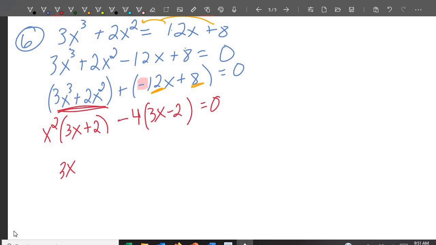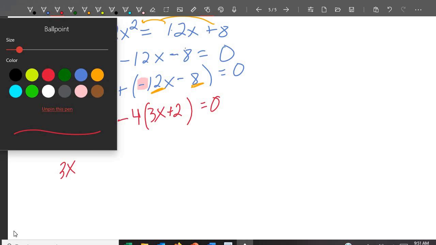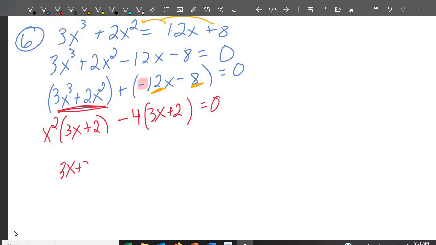Hold on, I made a mistake up here. That should be a minus because I jumped it across the equal sign. Yeah. Caught my mistake. So it's going to be 3x plus 2. Second part of the answer will be the x squared minus the 4. We'll have x squared minus 4.